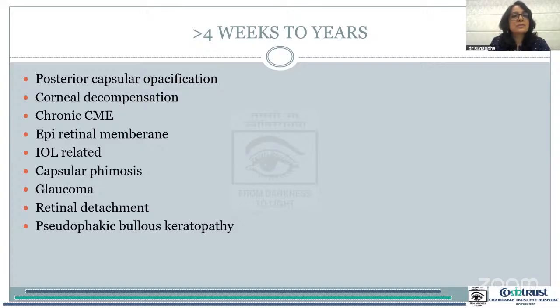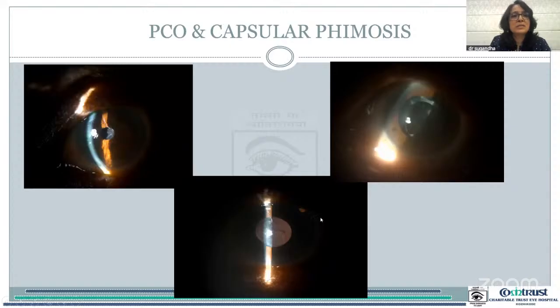I'm just going to show you pictures of that. Capsular phimosis, glaucoma, retinal detachment, and pseudophakic bullous keratopathy. So just a few pictures to demonstrate. This very classically shows, in an undilated pupil, the PCO, again another PCO, and capsular phimosis leading to a tilted IOL and a new astigmatism.